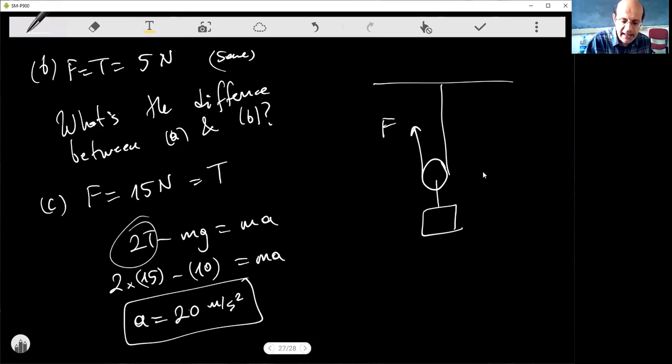Again, there's a 2T in here because it's not just my hand that is pulling the object up. It is these 2 strings which are pulling it up. Somehow we can apply these 2 forces.